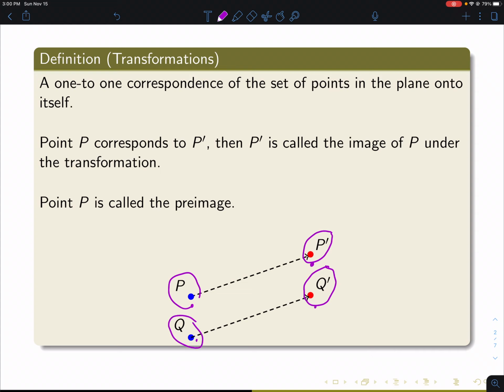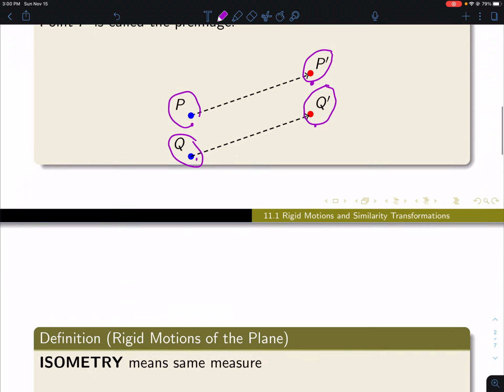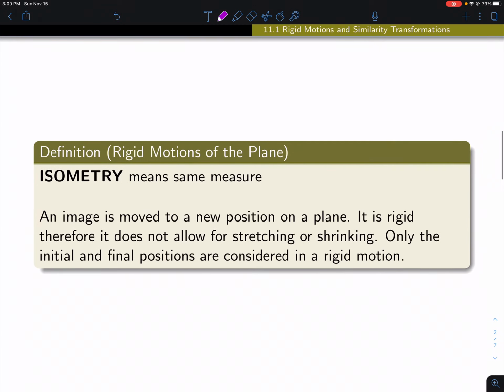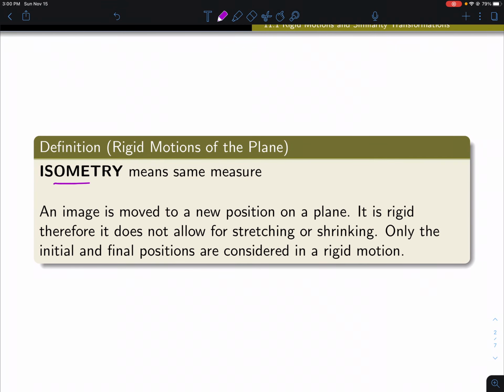Today the only type of transformations we want to talk about are called rigid motions. Another word for that is isometry, which means it has the same measure. What that means is it's not going to change shape. If we had a triangle here, it's going to be exactly the same triangle over there, not getting bigger, not getting smaller. We will talk about that later, but not today. Today, everything we're talking about involves moving things around but preserving the size and the shape.